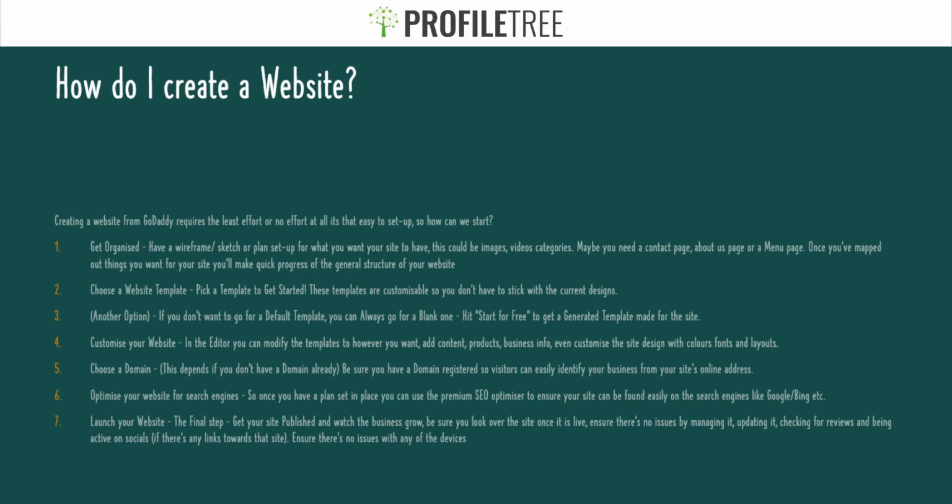So how can we start? Number one, get organized. Have a wireframe, a sketch, or a plan set up for what you want your site to have. This could be images, videos, categories.